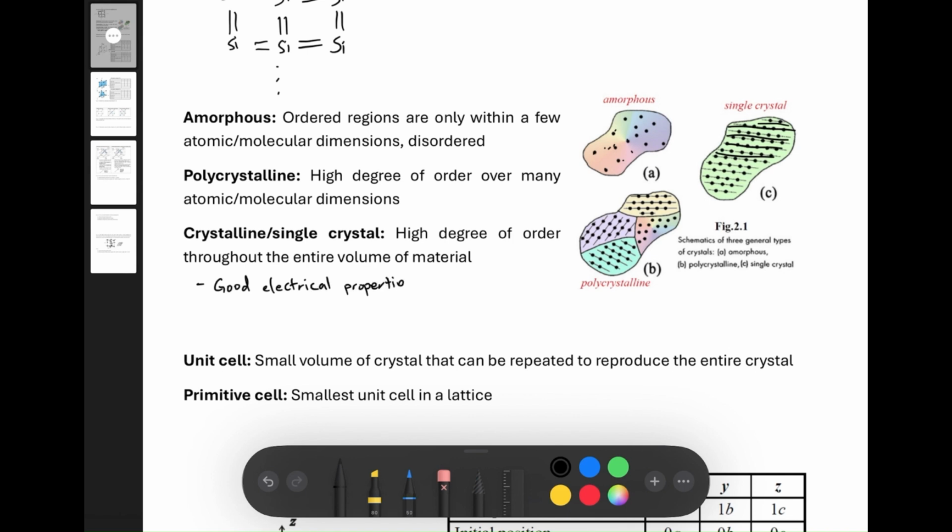Then in the middle, we have polycrystalline, which is in between amorphous and crystalline. You can see there are crystalline regions, although much shorter and they might not be aligned or in the same direction, but there are longer chains of orderly atomic or molecular dimensions as compared to amorphous, which is generally very short and disorderly. But there could be some amorphous regions like here also.